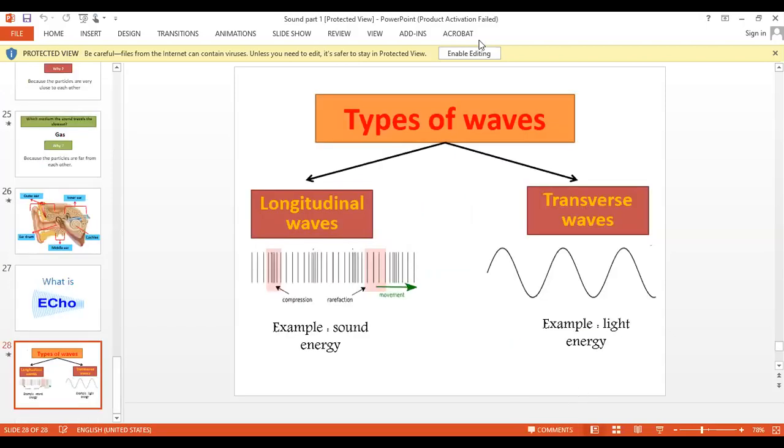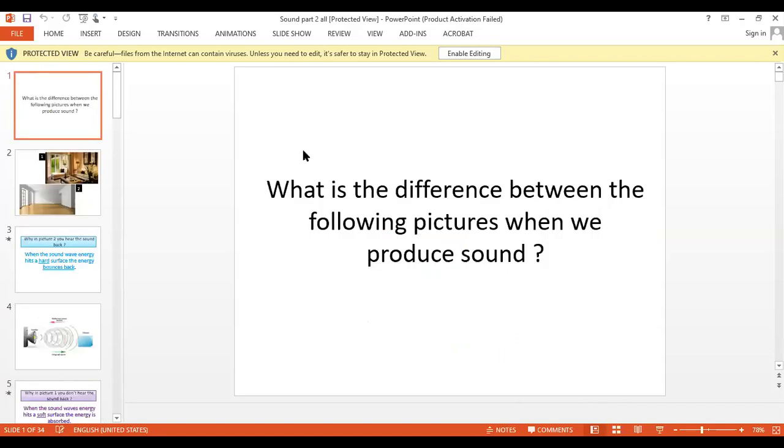Now we are going to talk about the echo. What is the difference between the following pictures when we produce sound? I showed you two pictures, one of a furnished room with lots of soft surfaces like cushions and couches and stuff, and the other is only made of walls. It's not furnished. And we said that if we talked in this room, you will not hear an echo, but if you talked in an empty house, you will hear a very distinct echo.